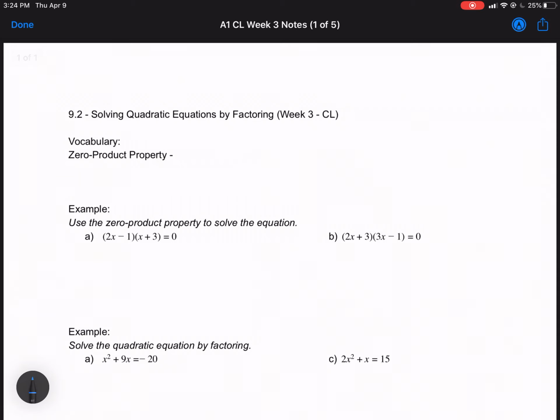Alright, so this week we're going to talk about solving quadratic equations by factoring. So using the same process that we talked about last class, but now we're going to go one step further with it and solve for x.